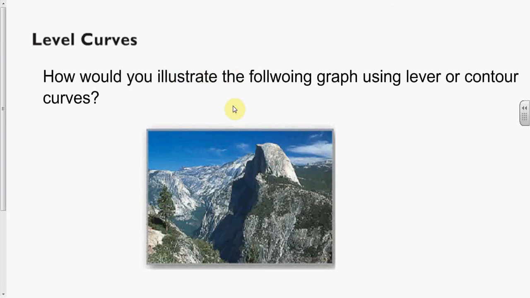How would you illustrate the following graph using level or contour curves? Here, the idea of a contour curve is basically how would you illustrate a 3D graph of curves using two-dimensional graphing. And so if you have this particular image here, how could you convert that to a contour map? Contour maps could be based on several things.